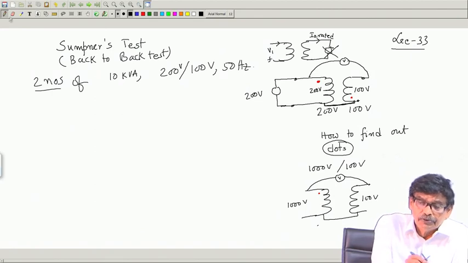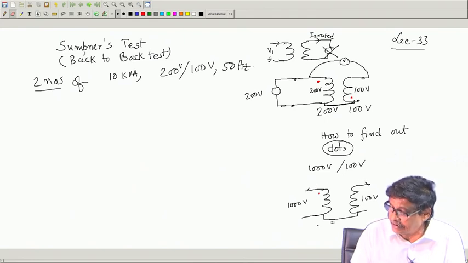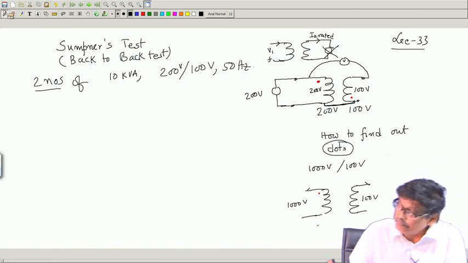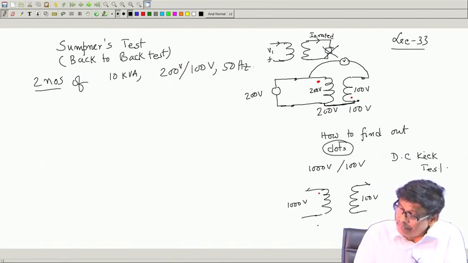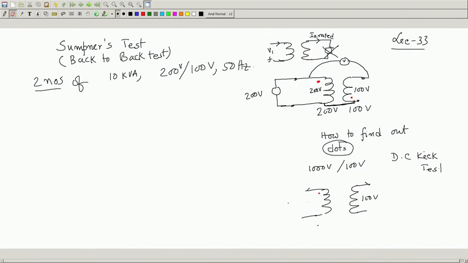So, what people do is this: in this case, for very large voltage ratios, another simple test can be done, and that is called the DC kick test. Very simple test. What is done? You do not require a large supply or rated voltage, those things may not be required.